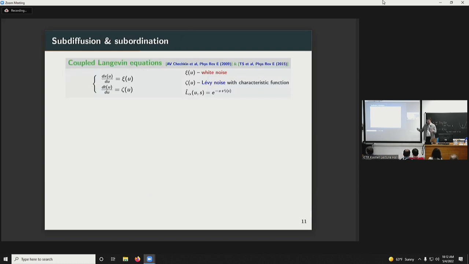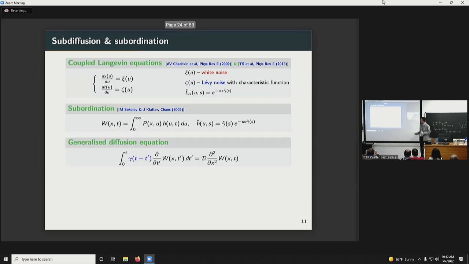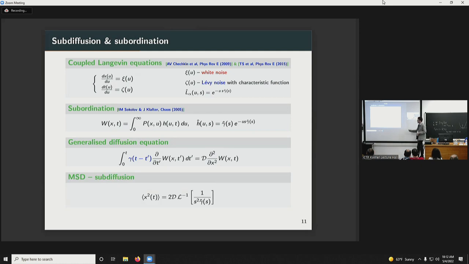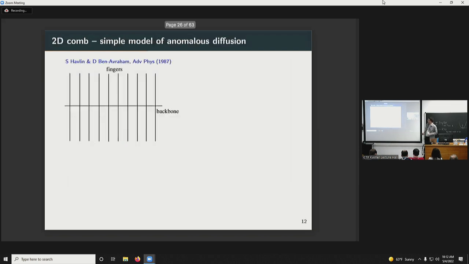But this can be repeated for some general form of waiting time, and by using this subordination approach, we can find that the mean square displacement of this equation with memory kernel can be simply obtained by this simple relation. And if we put a delta function, so this is one, we have normal diffusion. If this is a power law, we have some power law dependence on time.